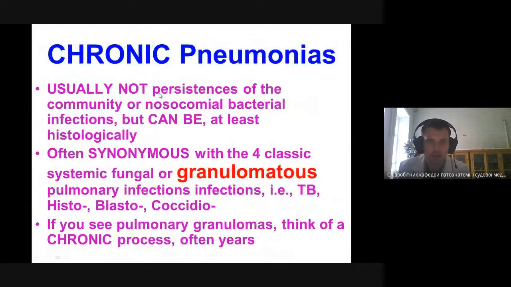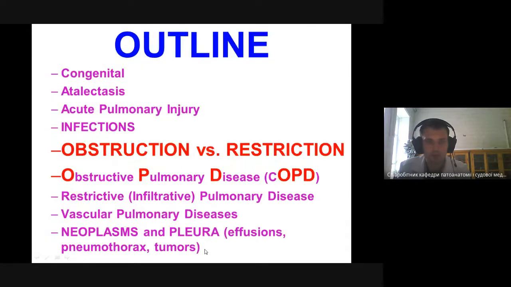Chronic pneumonia is usually not a persistence of immunity or a nosocomial bacterial infection, but it can be. At least histologically, it is often synonymous with the four classic systemic fungal or granulomatous pulmonary infections. If you see pulmonary granulomas, think of a chronic process.